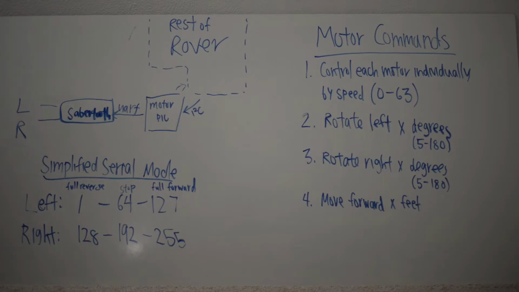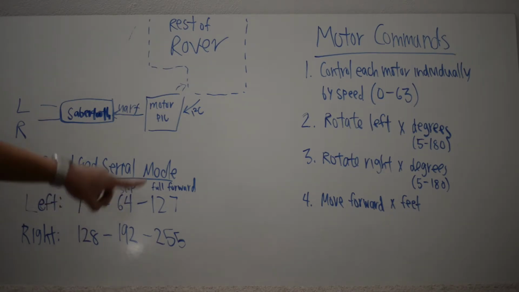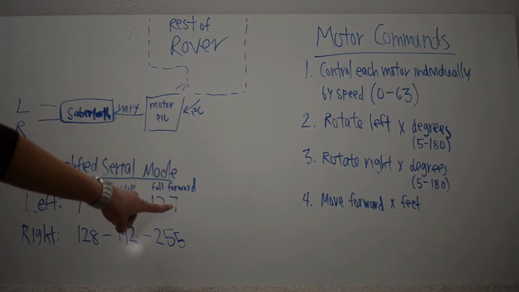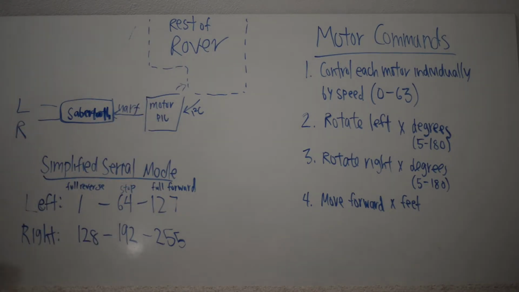Alright, so here's simplified serial mode. In essence, the left motor can go from 1 to 127. 1 is full speed reverse, 127 is full speed forward, 64 is stop. Anything between 1 and 64 will reverse the motor. Anything between 64 and 127 will move the motor forward. And the same thing goes with the right motor. 128 is full speed reverse, 255 is full speed forward.